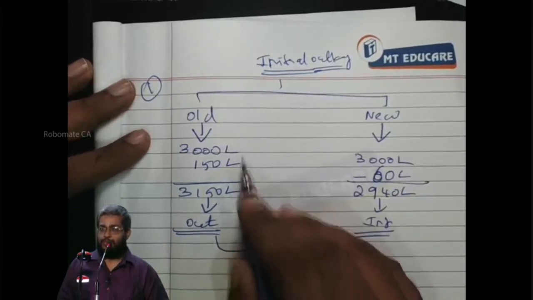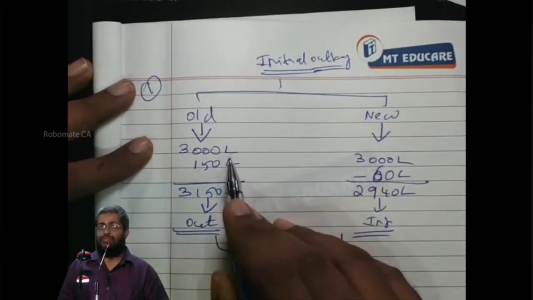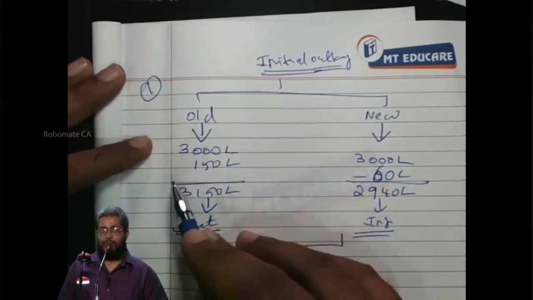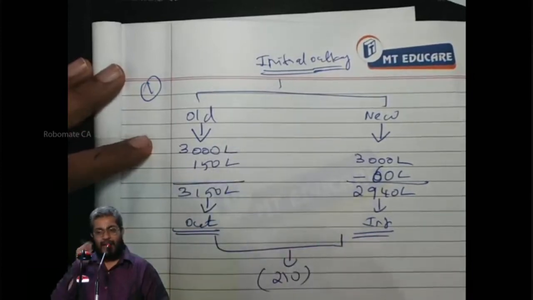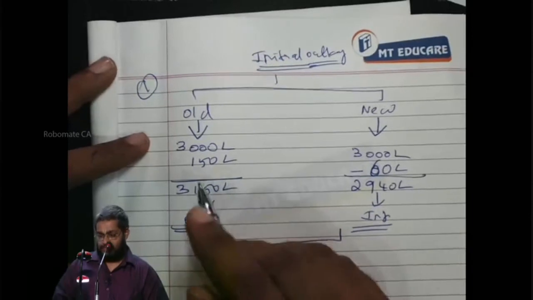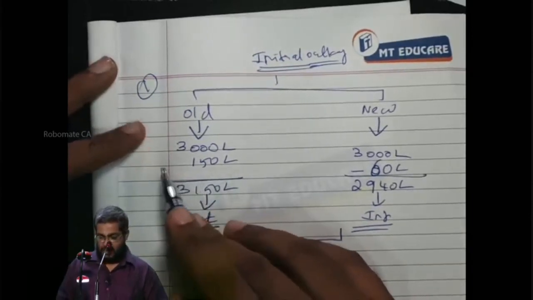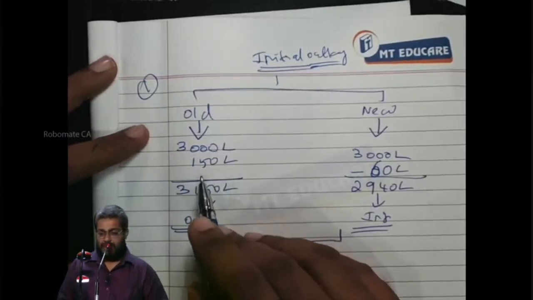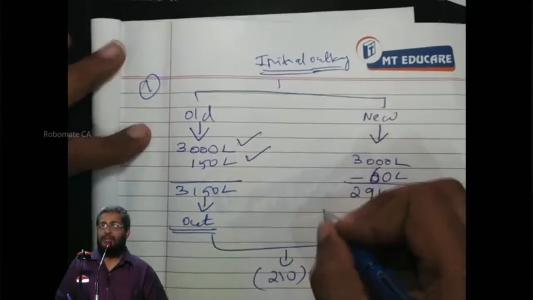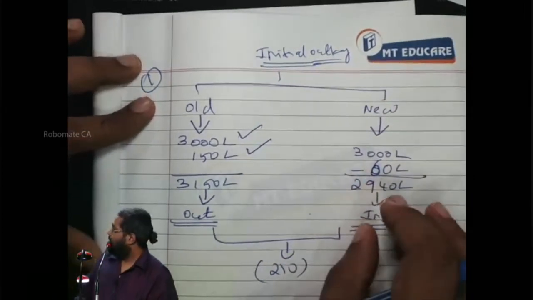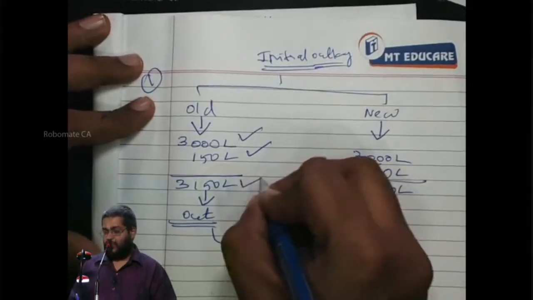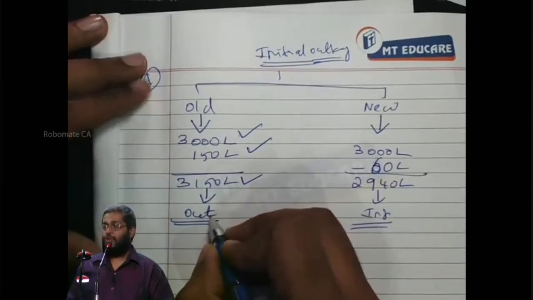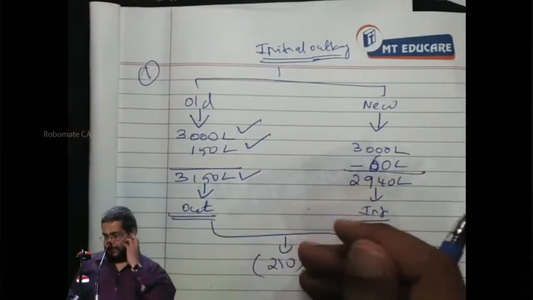Old bond redemption: put the down mark and write par value 3,000 lakhs. Add what? Call premium. Add call premium at 5%, 150 lakhs. Tell me what is the total? 3,150 lakhs. Is it inflow or outflow? Outflow. Write it as outflow.